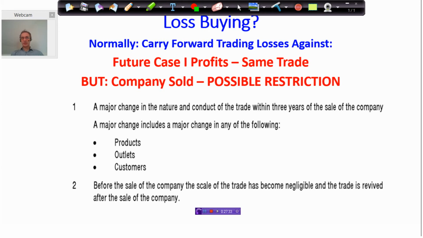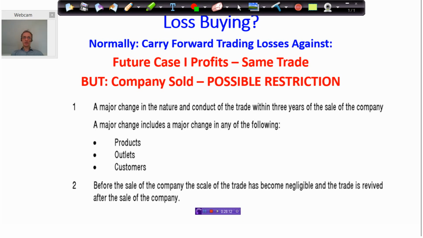So really what the revenue are clamping down on here is where we have the sale of the business, and perhaps there may be some reason for the purchasing company to purchase the business along the lines of access to some losses that the company has made. Okay, and what they'll do is say, well, you can utilize the loss, but if there is any change in the nature of the business or change in the nature of the trade, then as far as we're concerned, it may well be that we need to restrict your use of the losses.